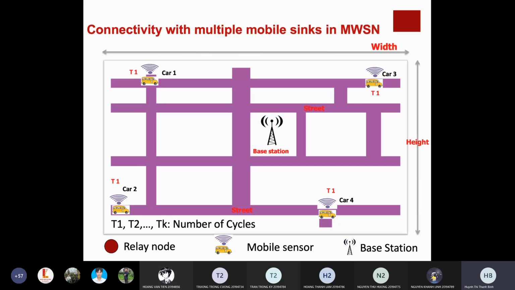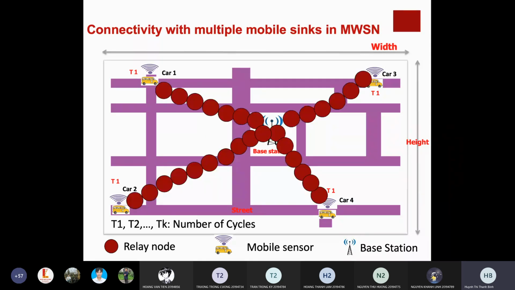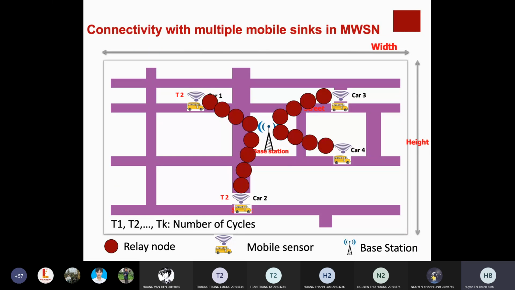Another problem is connectivity with multiple mobile sinks in mobile wireless sensor networks. The car will move on the road, and you need to put sensors so that the car, or the bus, is always connected to the base station, so it can communicate with the agency or get information from the base station.